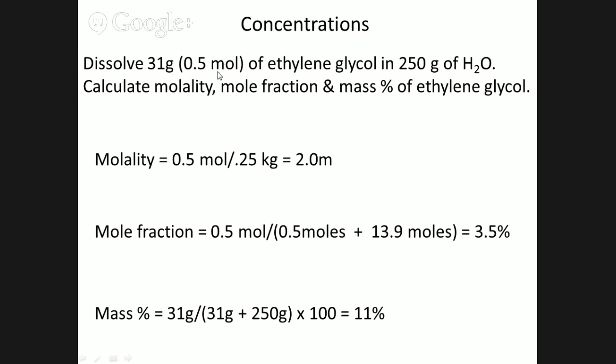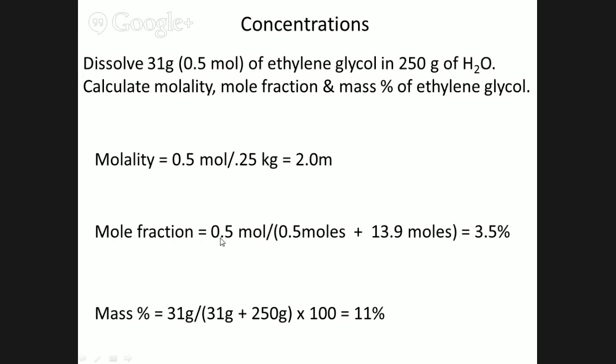Here, I already have the moles for you, 0.5 moles. So these are examples. Molality, moles per kilogram. Note I have 0.25 kilograms here for the 250 grams of water. So divide 250 by 1,000 gives us kilograms. So 0.5 divided by 0.25, 2 lowercase m for molality.